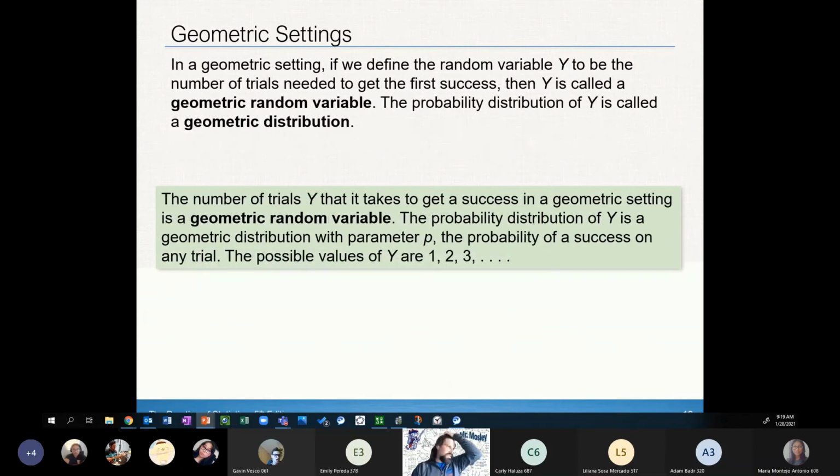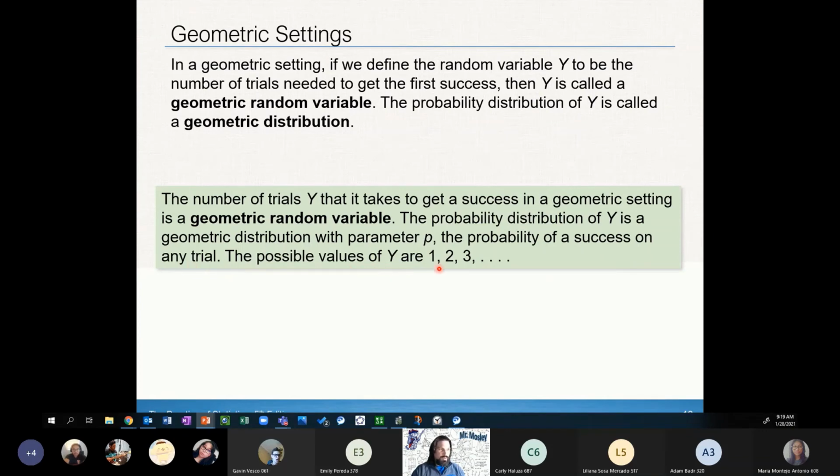In a geometric setting, if we define the random variable y to be the number of trials needed to get the first success, then y is called a geometric random variable. The probability distribution of y is called a geometric distribution, with parameter p, the probability of success on any trial.